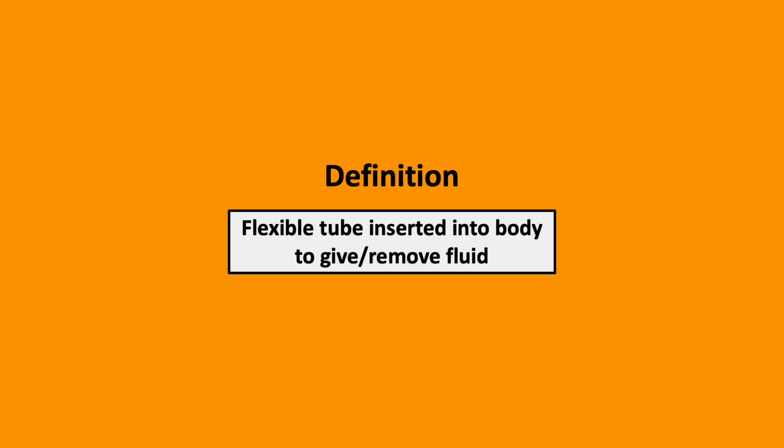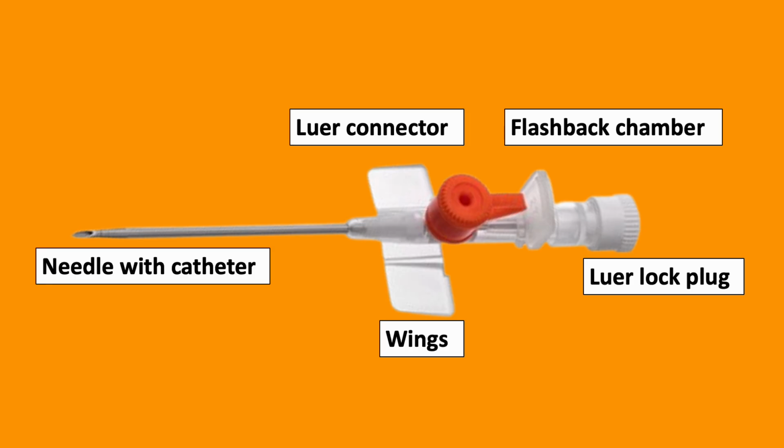The first cannula designed for intravenous use was the Strauss cannula, created by Hermann Strauss in 1907. A cannula or catheter both mean exactly the same thing, which is a flexible tube inserted into the body to give or remove fluid. The basic structure of a cannula is shown. It's composed of a luer lock plug, a flashback chamber, a luer connector, a needle with catheter and wings.